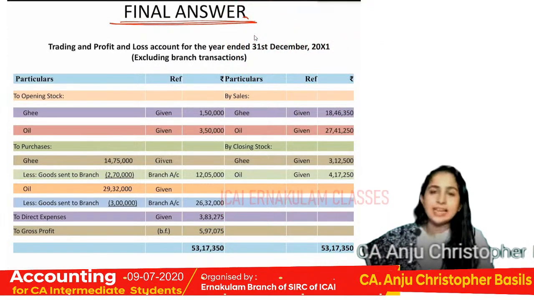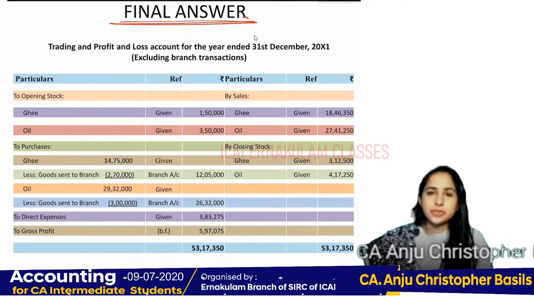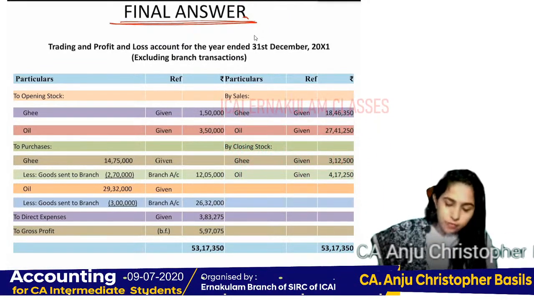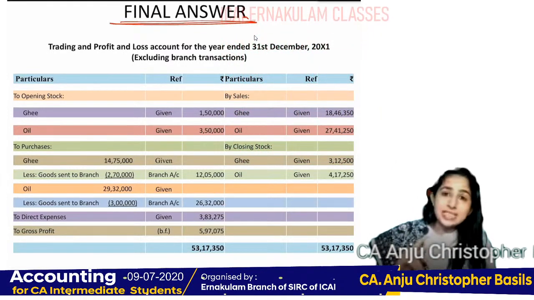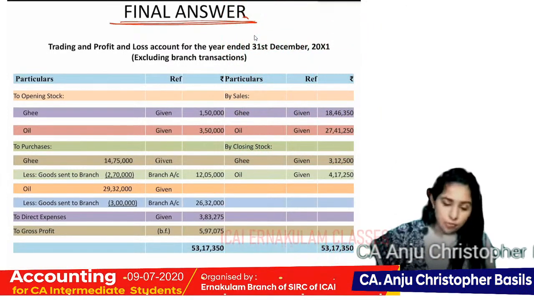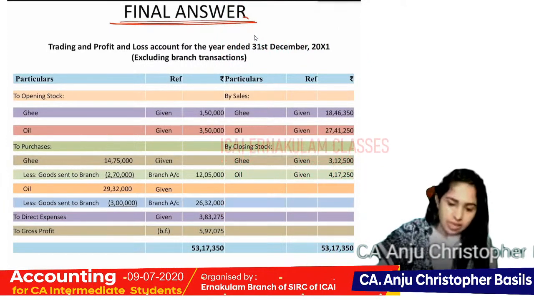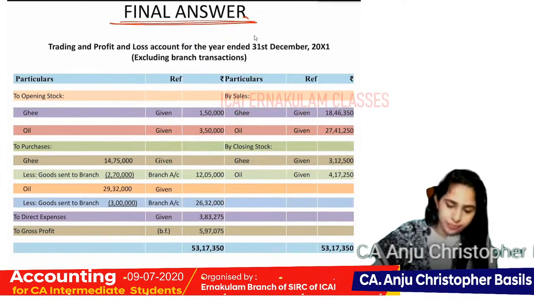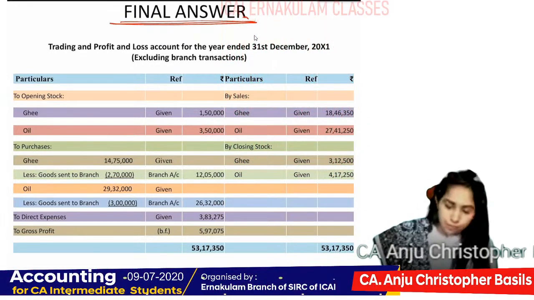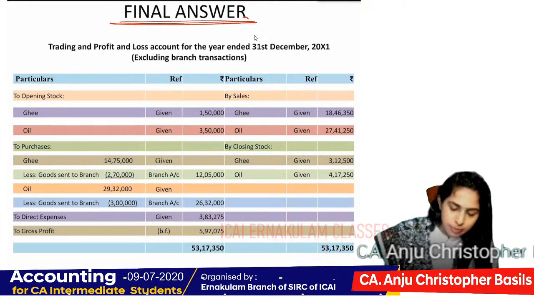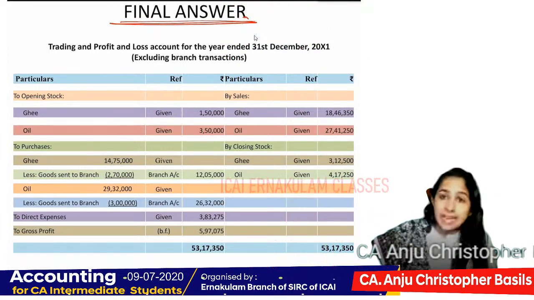Prepaid insurance. Listen, the total amount of insurance that you've paid is 600. This amount of 600 is paid till 31st of March 2019. Let me just take the question. 600 is the total insurance that you've paid, and this is paid up to 31st of March 2019.